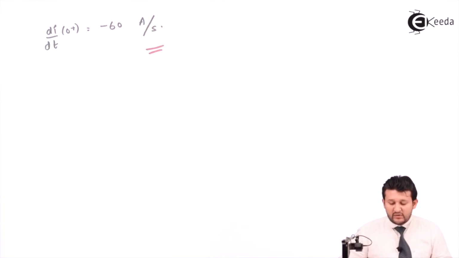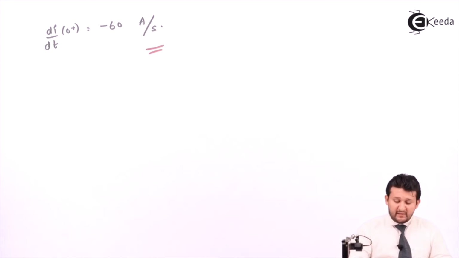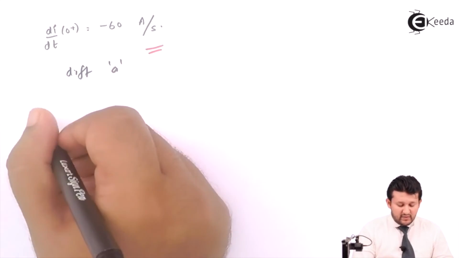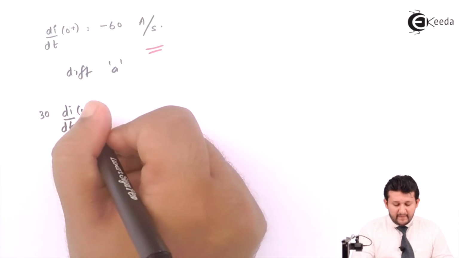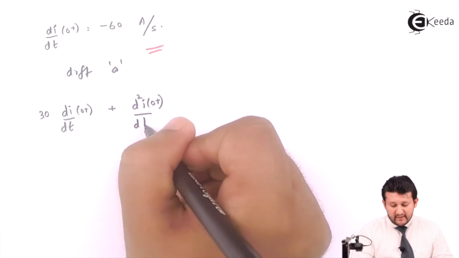You were also told to find d square I upon dt square. That can only be obtained from an equation where you already have di by dt, and the equation should be written in such a manner that no value has been put into it. For example, the I of 0 value should not be put into that equation. So in this case, differentiate equation A, and the equation which you will get after differentiation will be 30 di upon dt plus d square I of 0 plus upon dt square equal to 0.